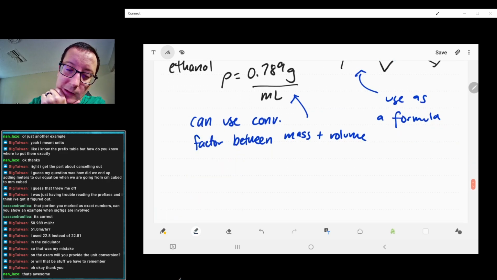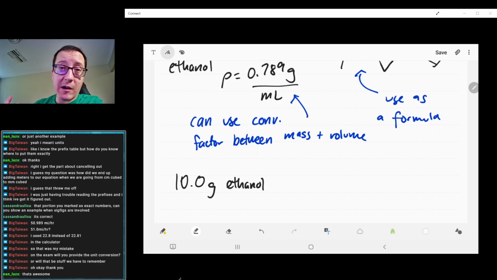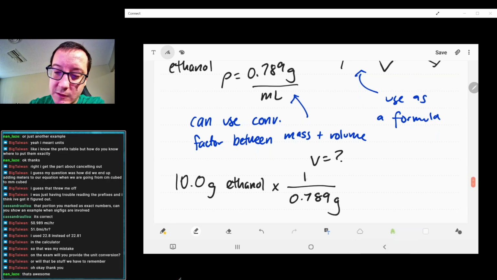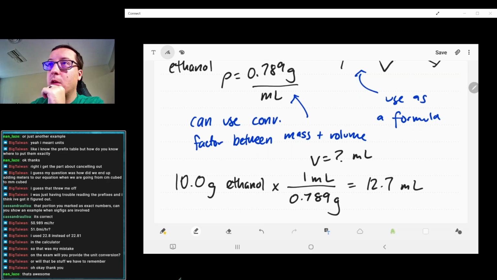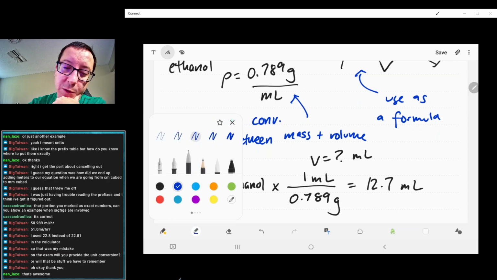So, by using it like that, if we take a 10-gram sample of ethanol, we can figure out what its volume is going to be. We can use it either way. If we use it as a conversion factor, it's telling us that we have 0.789 grams for 1 milliliter. I'll throw the unit on there. We would just have to do 10 divided by 0.789. And there we have it, let's say 12.7. With our sig figs, that would be our answer. This is using it as a conversion factor. That is the first way of doing this.